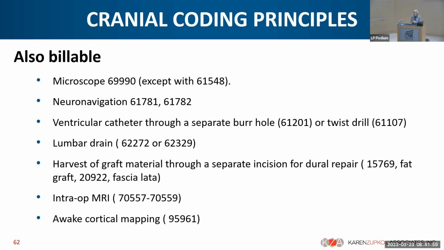Very few centers have intraoperative MRI, but if you do, you can bill that for looking at the tumor cavity and the margins. Also, if you're doing any awake cortical mapping, any other neuronavigation, any other neuromonitoring that you do, whether it's for spine or cranial, is always included in your primary treatment code, because you're either operating or you're monitoring.